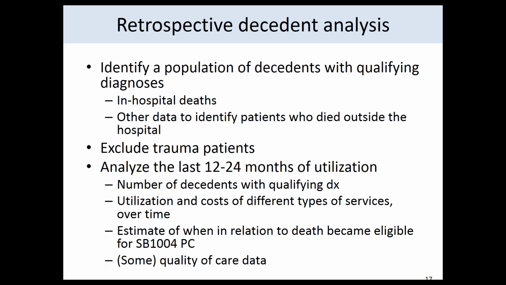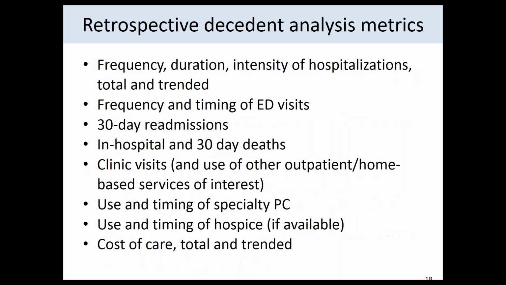You can estimate when in relation to death they likely became eligible for SB 1004 palliative care. So was it beginning in month 8 prior to death that they started accessing the hospital and the ED to manage their progressive illness, or was that happening closer to month 6 in the population that you're serving? And you can also use that data set to generate some quality of care information. Next slide, please.